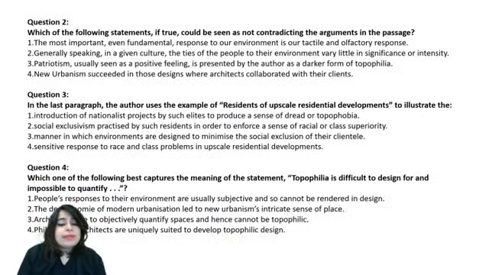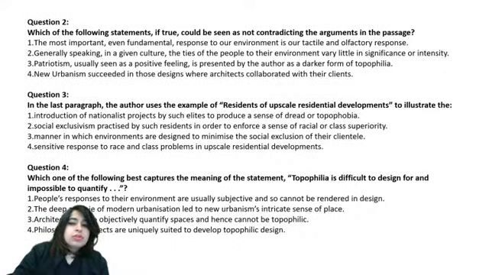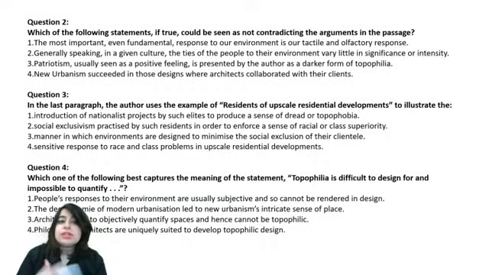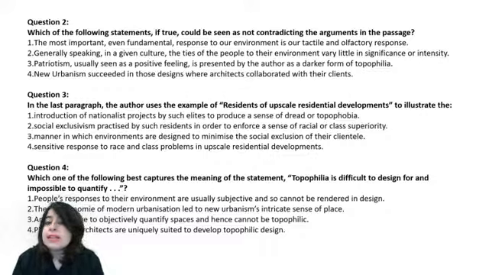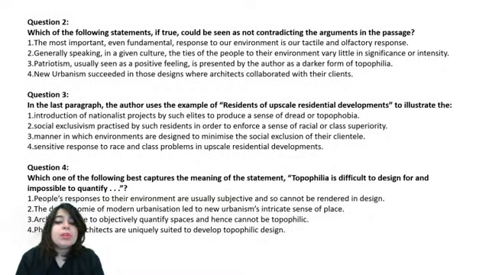It says, which of the following statements, if true, could be seen as not contradicting the arguments in the passage? Let's look at this question. It seems like a slightly difficult question, and we have to read the options carefully and look for the one that is not against what the author has to say in the argument. We have to mark the choice that is not contradicting what the author has to say. So let's look at the first one.